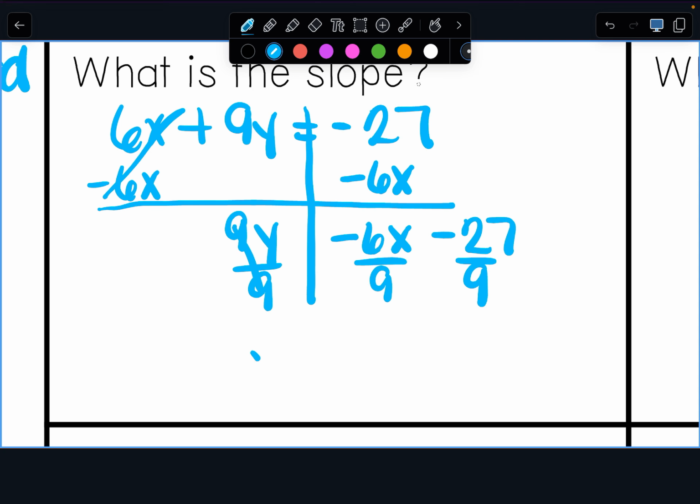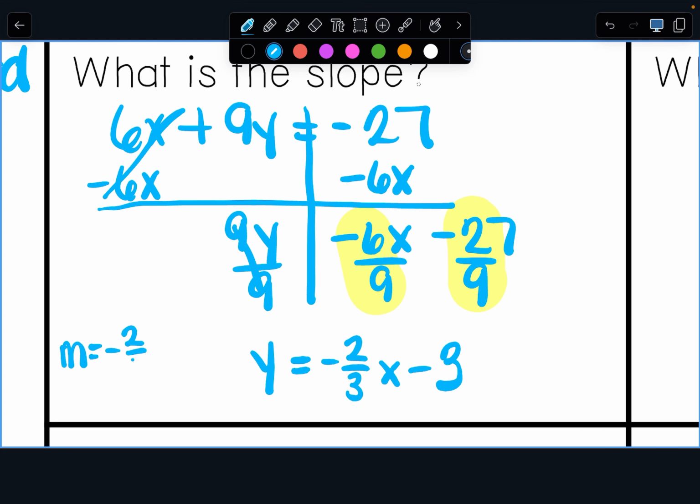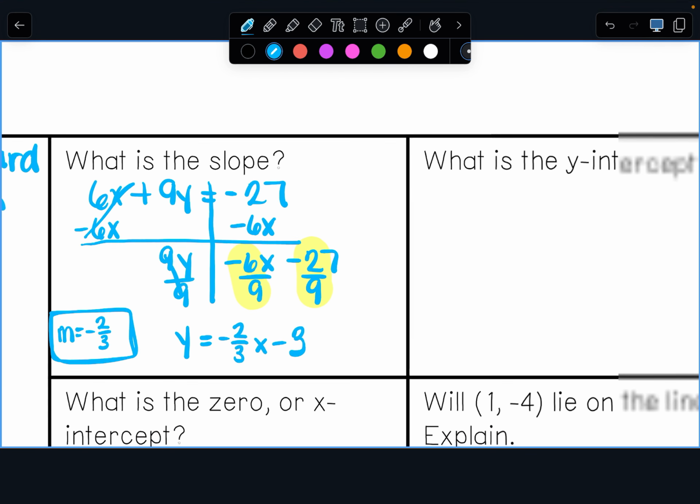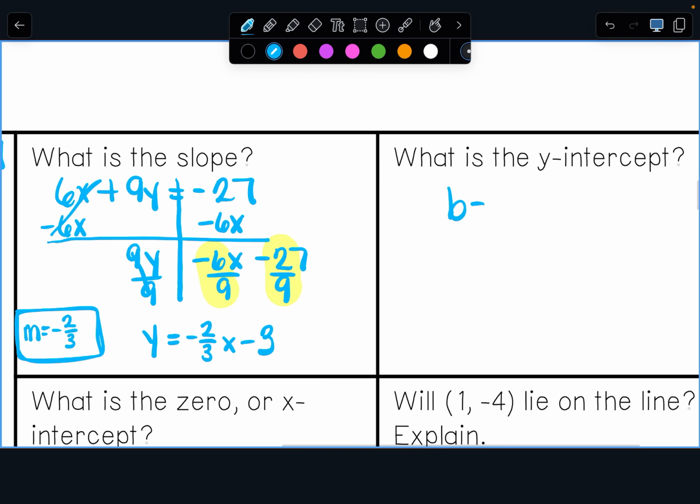Now, because it creates fractions, Miss Lovelace requires us to simplify every fraction. What does negative 6 over 9 simplify to? Negative 2/3. And negative 27 over 9? Negative 3. Now, this equation is not my slope. What is the slope? Negative 2/3. We still can't graph this because we first need the y-intercept, which is negative 3.